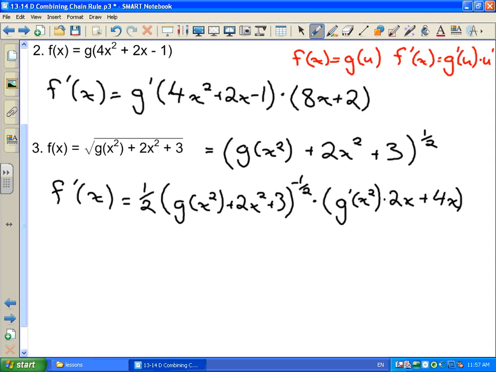Where would I do the product rule? There's multiplication right here. This multiplication, though, comes from applying the chain rule.